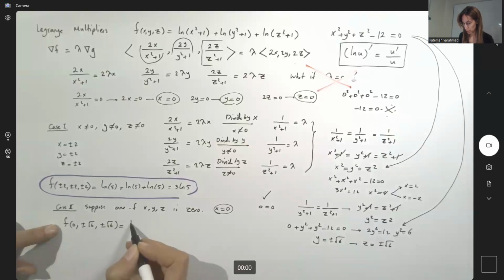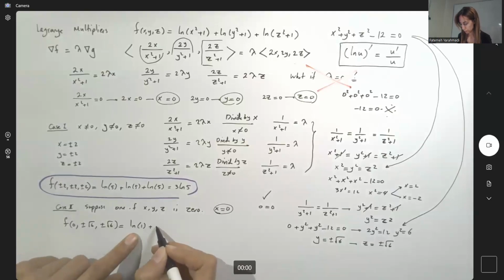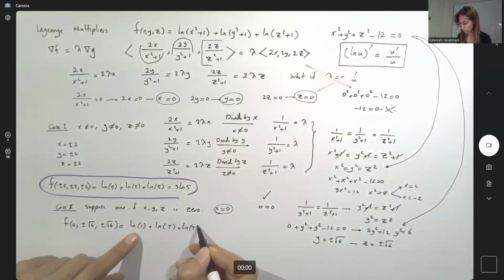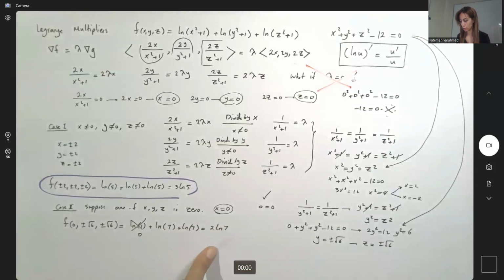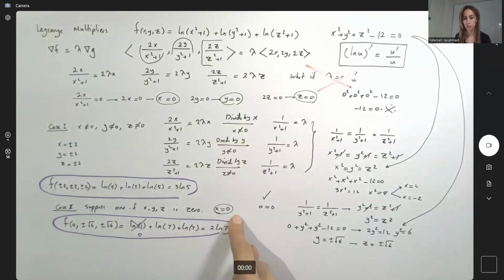Now f of 0, plus minus square root of 6, and plus minus square root of 6 becomes ln of 1 plus ln of 7 plus ln of 7. This is 0, so you get 2 ln of 7. Here we go. We found the second output of the function. Just circle this so you don't forget about this. If you plug in y equal to 0, you get the same values for x and z, plus minus square root of 6. And if z is equal to 0, you get the exact same value for x and y.